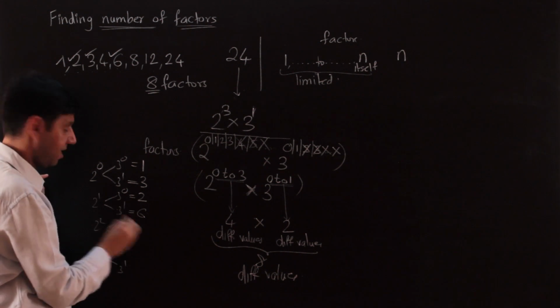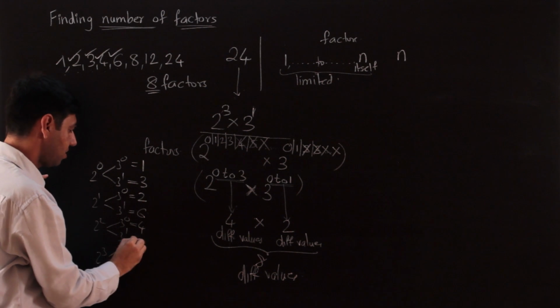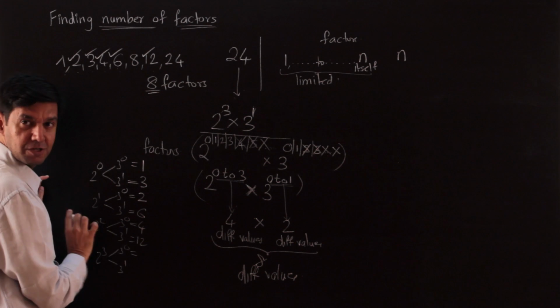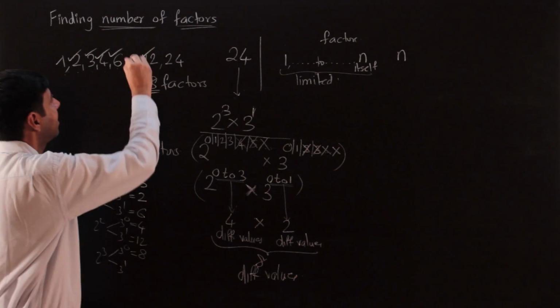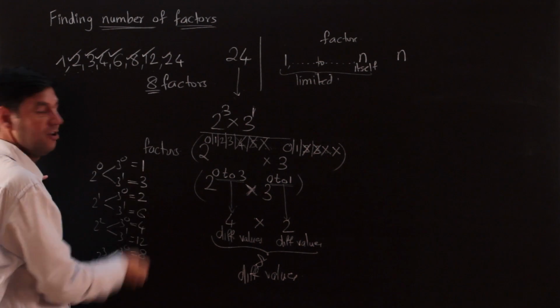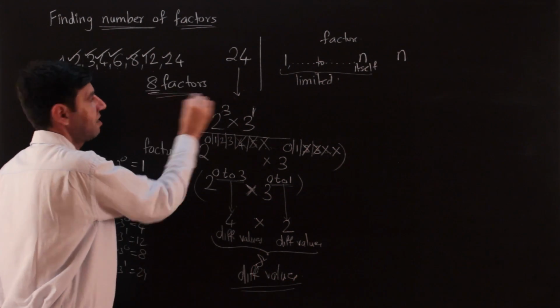2 square into 3 raised to 0 will be 4. 4 into 3, that is 12. 2 cube into 3 raised to 0, that is 8. And this is your 24. So all these 8 values you have got them here, right? That is how you get your 8 values, the 8 factors.